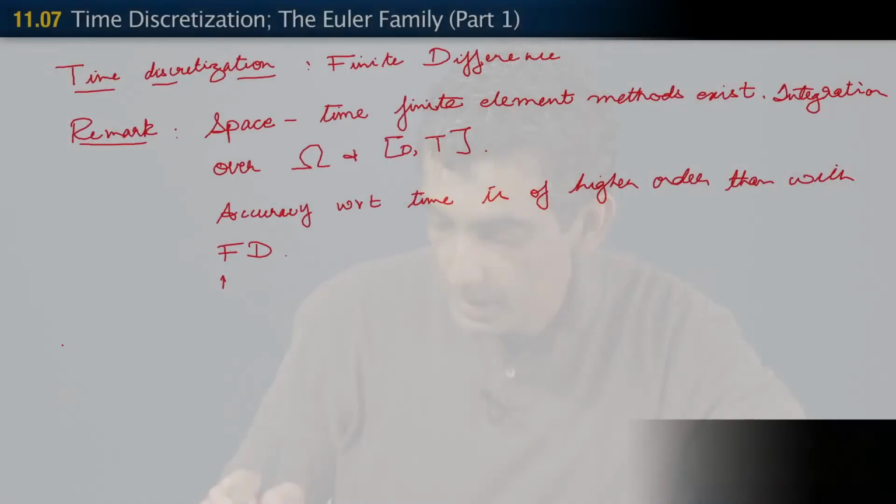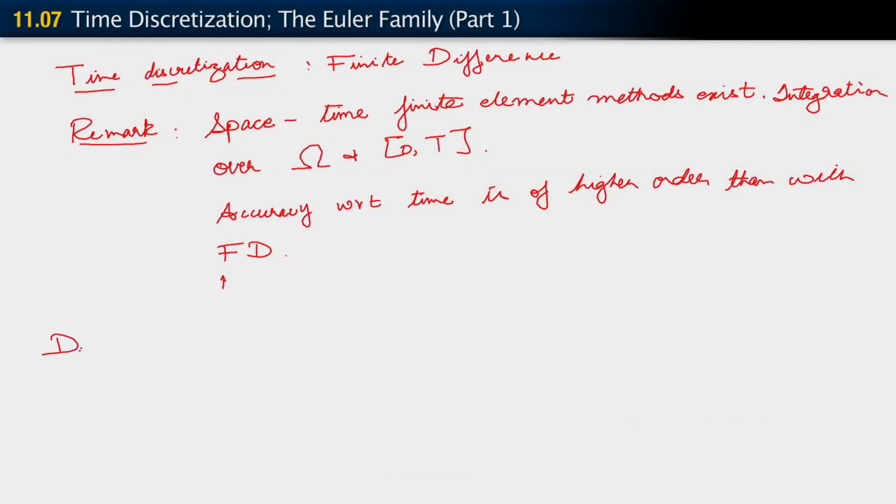Okay, so we'll get back now to our finite difference methods. So the nature of the time discretization that we are seeking to carry out is the following. We are going to divide our time interval into subintervals. So divide our time interval 0, T into subintervals.